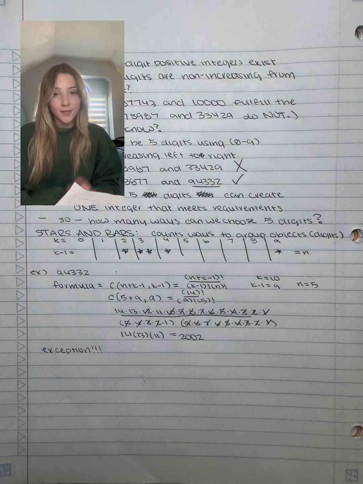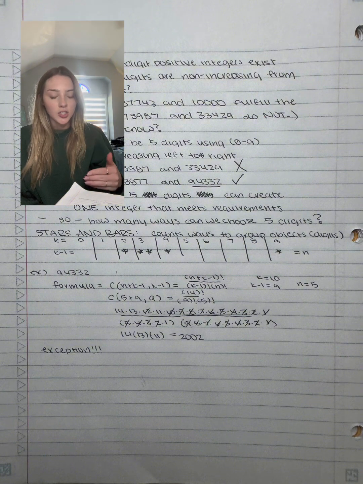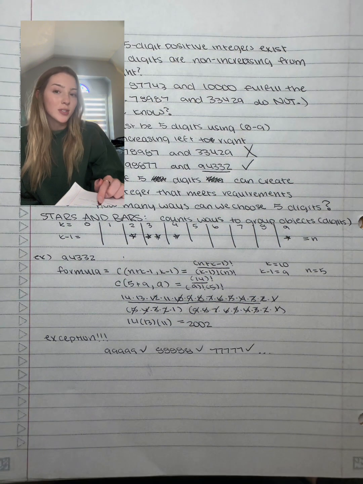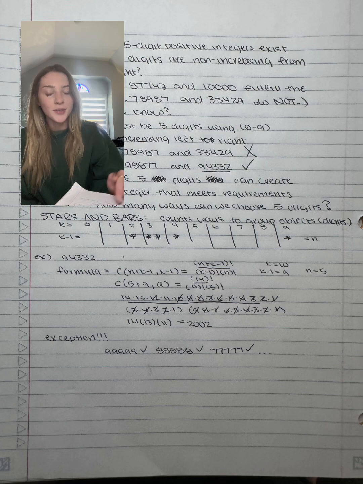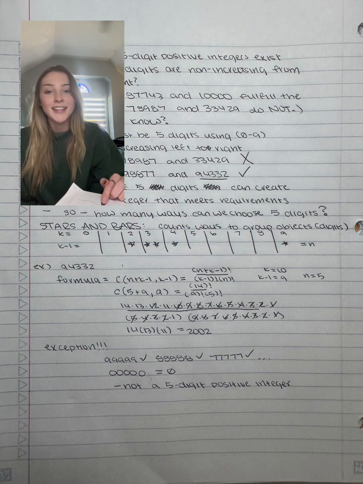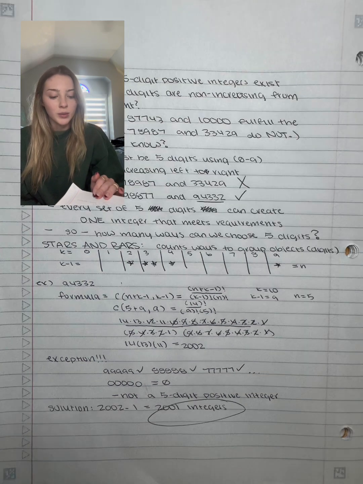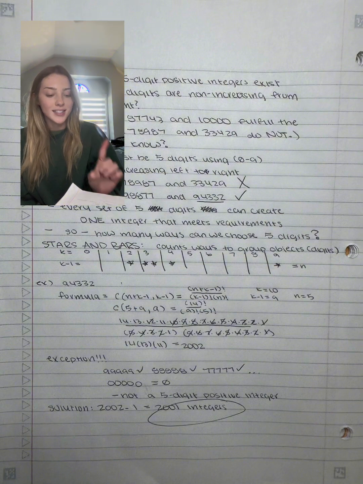You'll notice that this is every combination of the 5 digits 0 through 9. That includes repeating digits like 99999, which is appropriate, 88888, which is appropriate, 77777, which is appropriate, and so on. However, 00000 is included in this, and that is not appropriate because that is simply 0, which is not a 5-digit positive integer. So our final solution would be 2002 minus our one exception, which gets us to 2001 integers, and that is the answer to this problem.